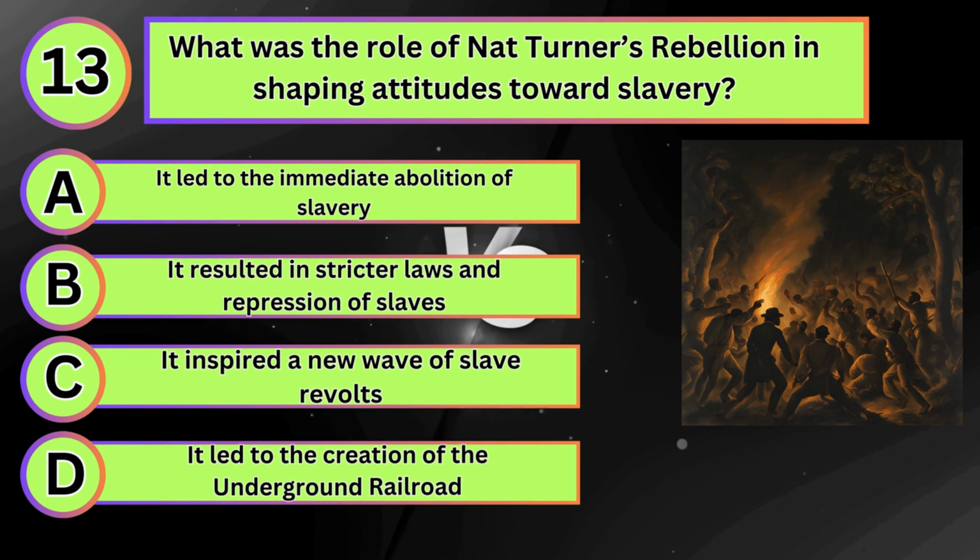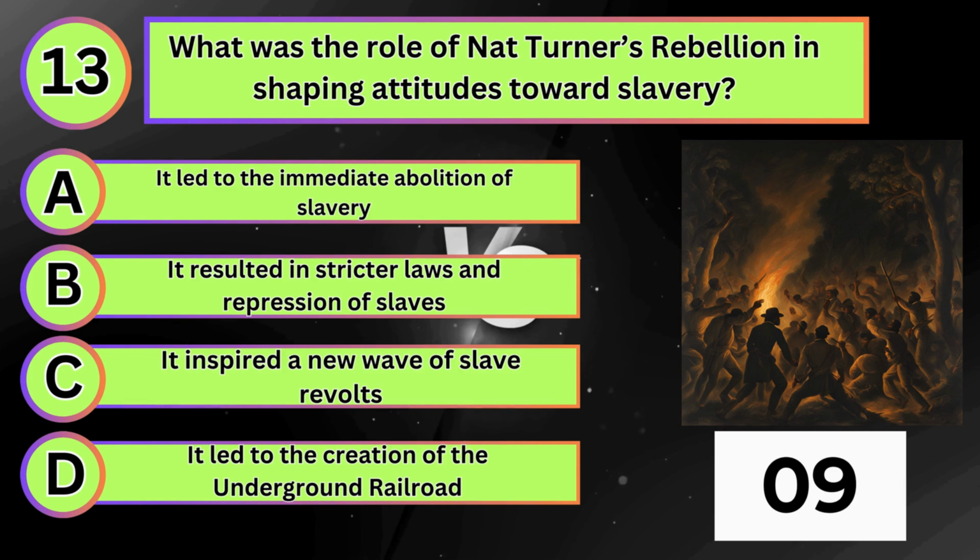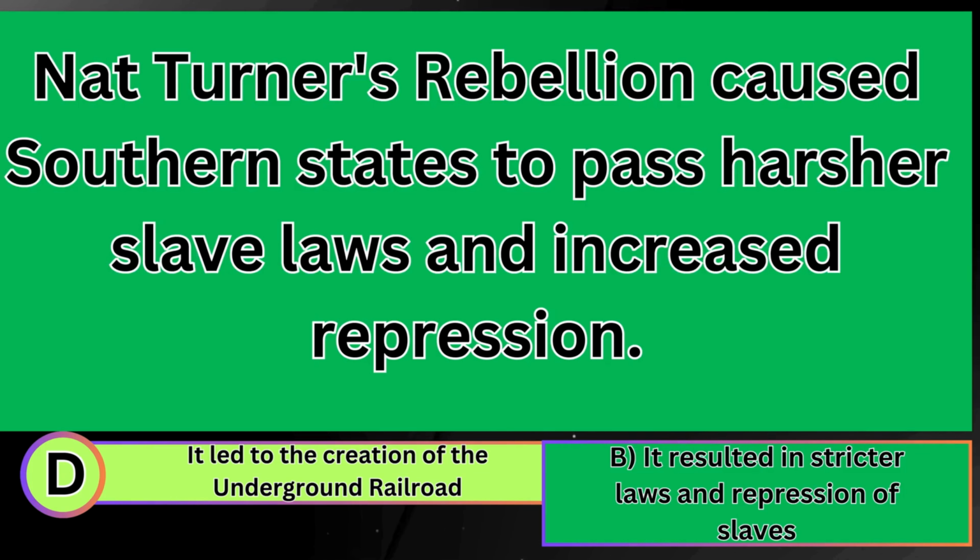What was the role of Nat Turner's rebellion in shaping attitudes towards slavery? B. It resulted in stricter laws and repression of slaves. Nat Turner's rebellion caused Southern states to pass harsher slave laws and increased repression.